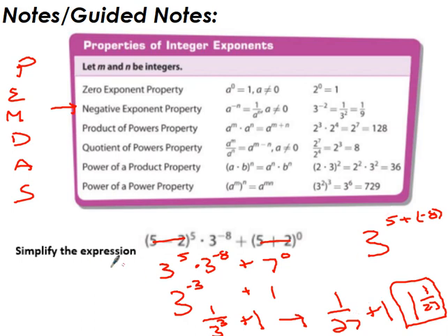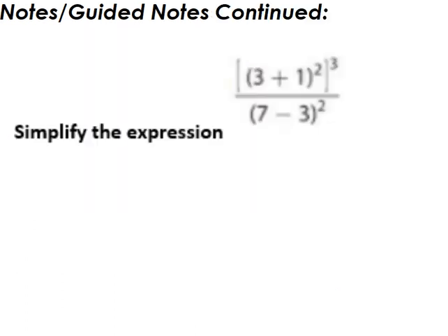So take it one step at a time and just use all your properties. Let's look at another one. So this one, again, I've got brackets, parentheses, a few things going on. First, let's just do the parentheses in here, and then we'll go from there. So 3 plus 1 is 4. I'm going to keep those in parentheses, put the square on the outside, and then I'll even do the brackets still.